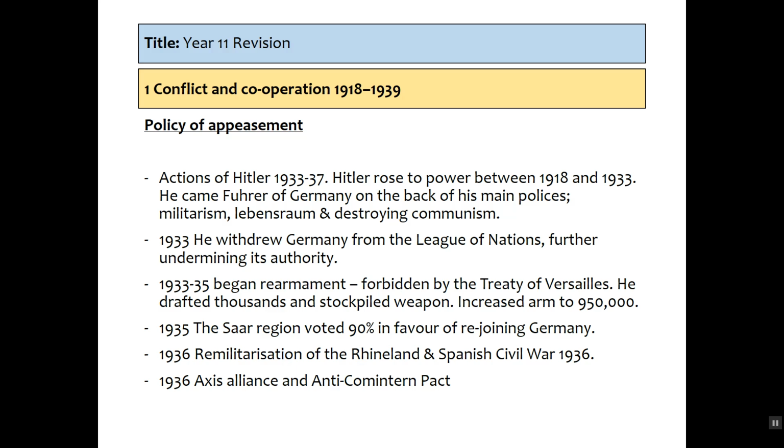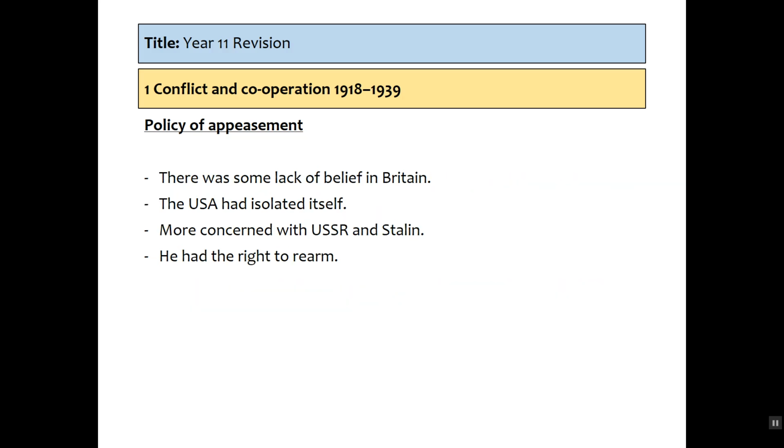1936, we got the remilitarization of the Rhineland and, of course, the involvement in the Spanish Civil War. And 1936, the signing of the Axis Alliance, Japan, Italy and Germany, and the Anti-Comintern Pact. Both of these clearly show that they are going to pledge opposition to communism, that they are going to work together to form a bloc in Europe, and that's in direct opposition to Britain and France and others. So we've got this incredibly difficult period now.